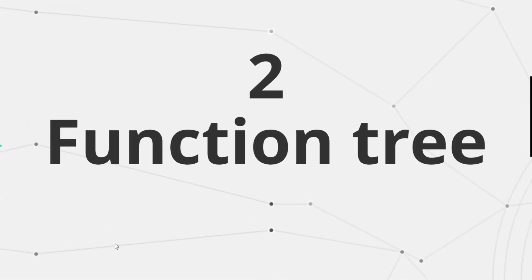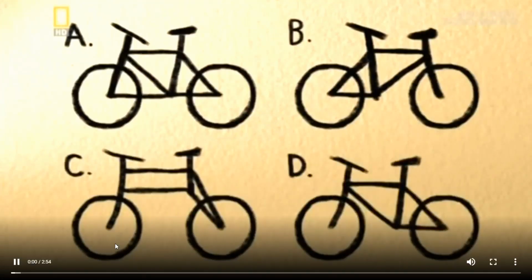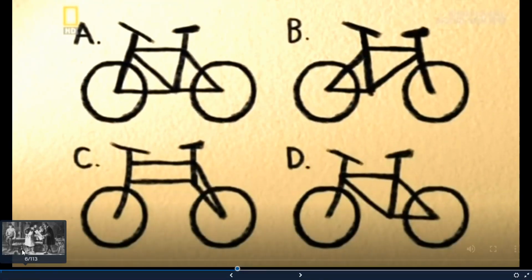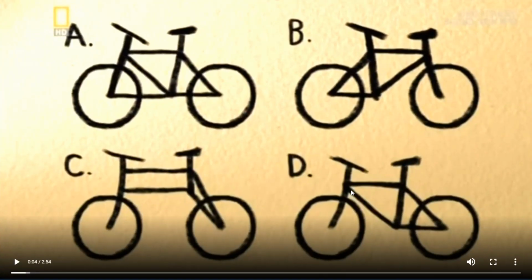The function tree is where we have to explain what the different parts of our product are. So, for example, I'm going to show you this video. But it's up to you to decide which one it is. This is a small research.